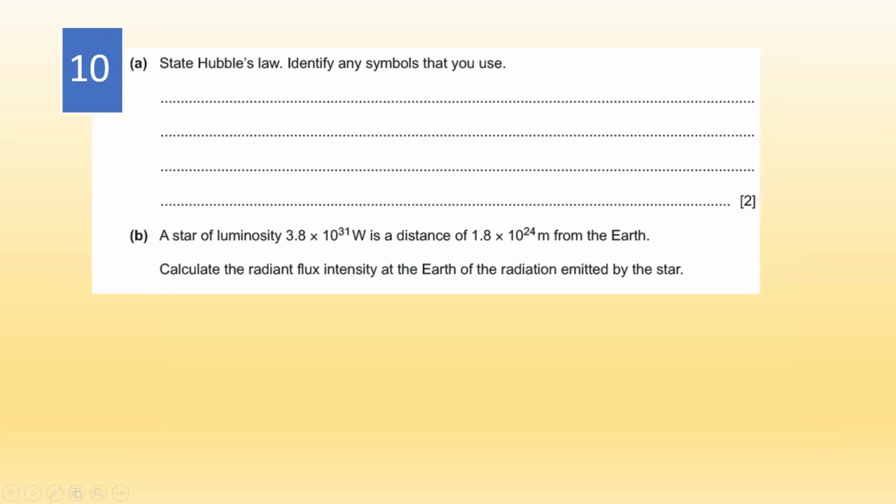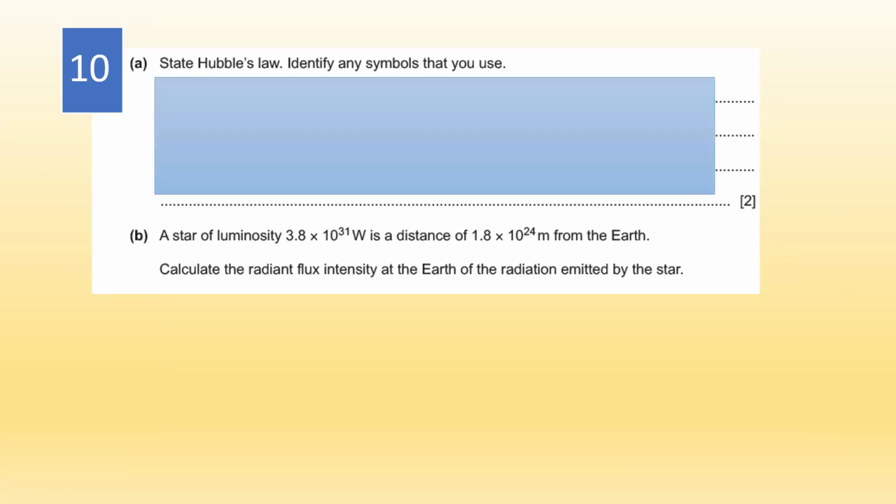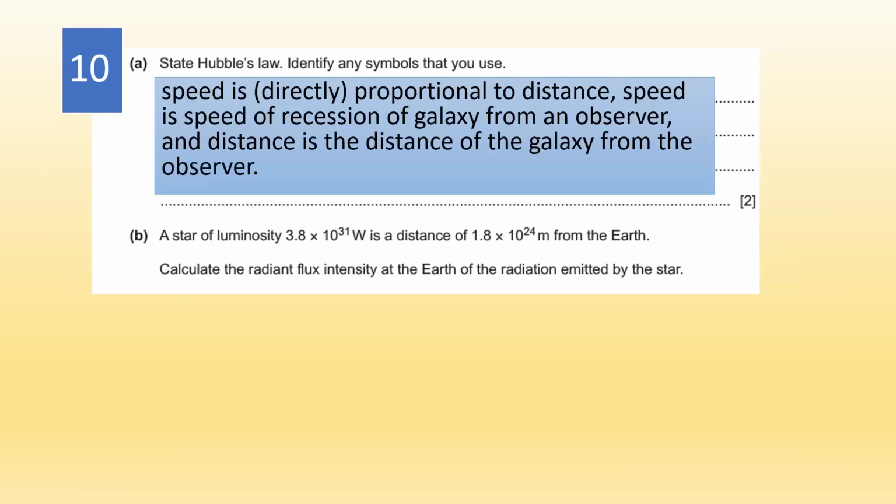State Hubble's law, identify any symbol that you use. Hubble's law: the recession speed of a galaxy from an observer is directly proportional to the distance of the galaxy from the observer. V equals H naught D. Speed is directly proportional to distance. V is the speed of recession of the galaxy from the observer, and D is the distance of the galaxy from the observer.